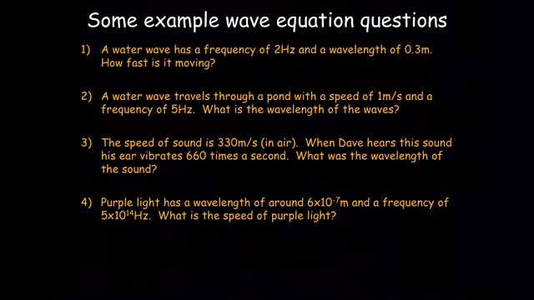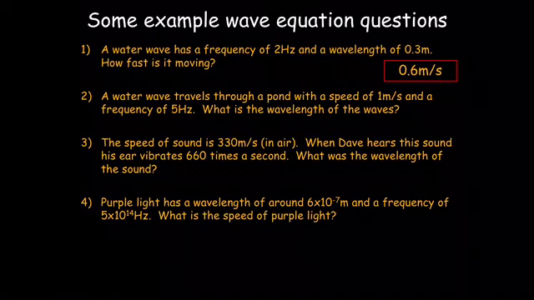And now we have some questions, and I'm going to ask you very quickly to do this. A water wave has a frequency of 2 hertz and a wavelength of 0.3. Now remember, what we're talking about is we multiply the 2 of them together to get the speed of the wave. So if you multiply the 2 together, you get 0.6 of a meter per second. It's as simple as that.